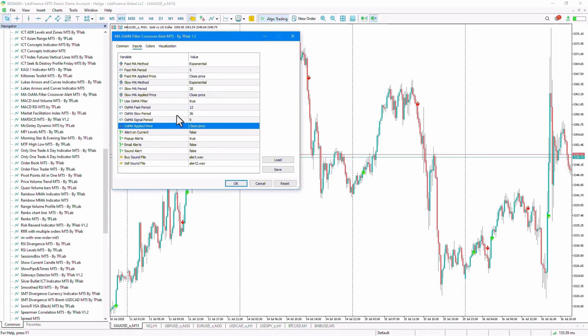In the next section, we can determine the calculation type for the MACD. You can choose from options such as close price, open price, high price, low price, and so on. The rest of the options are available here.